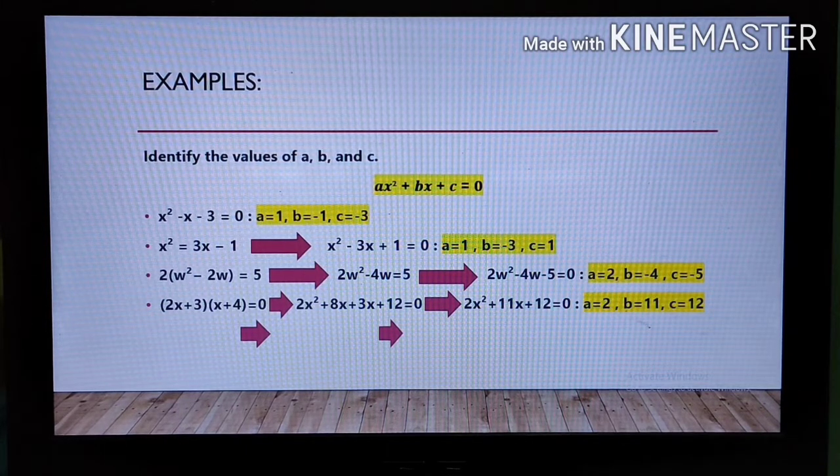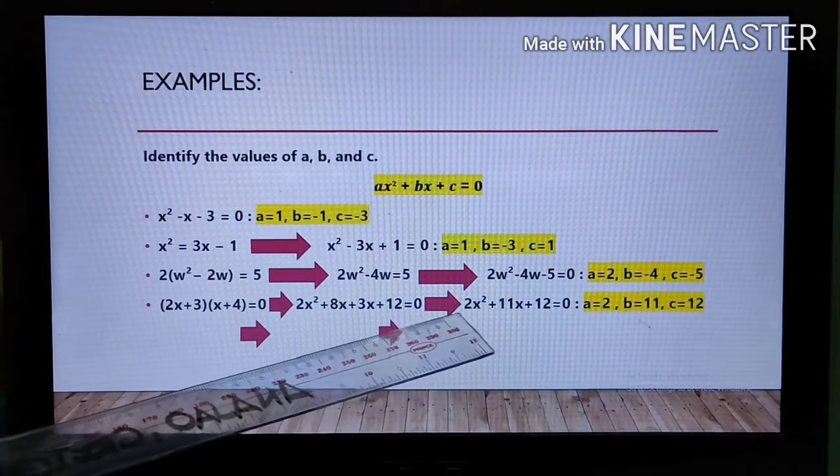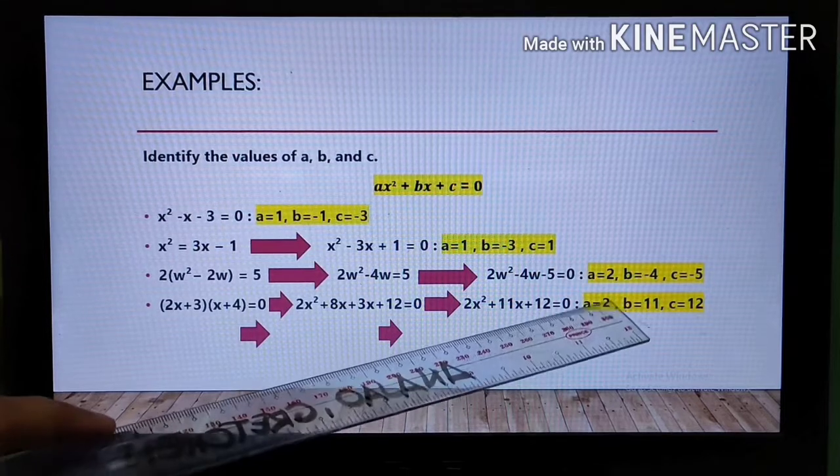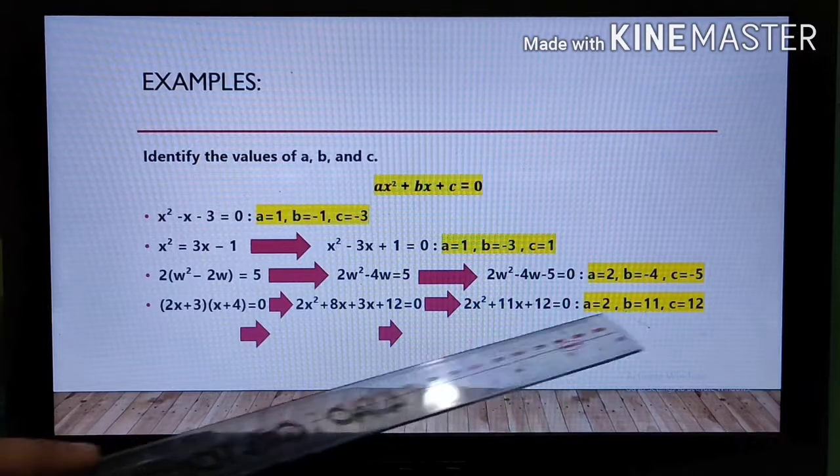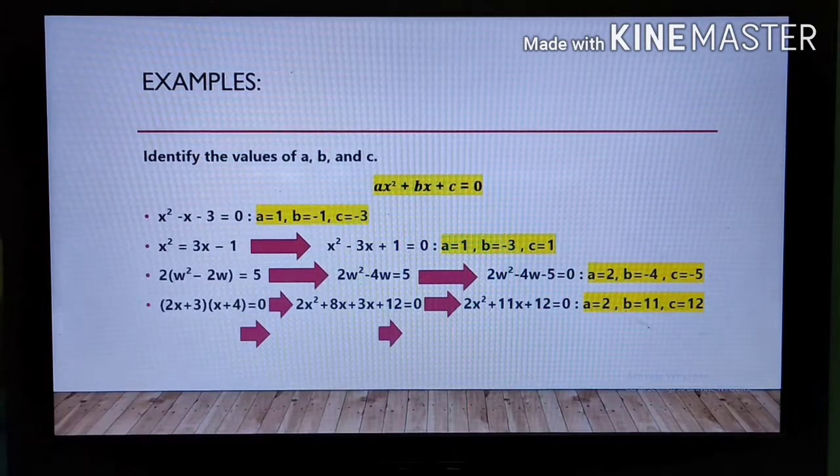Now, we can identify the values of A, B, and C. So A is 2, ito. A is 2. B is 11, ito. Positive. Then C is positive 12.